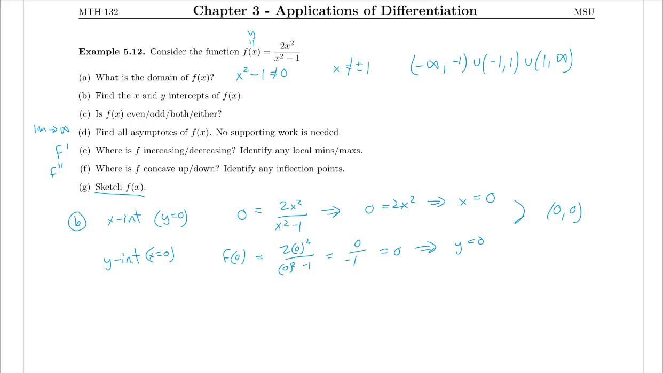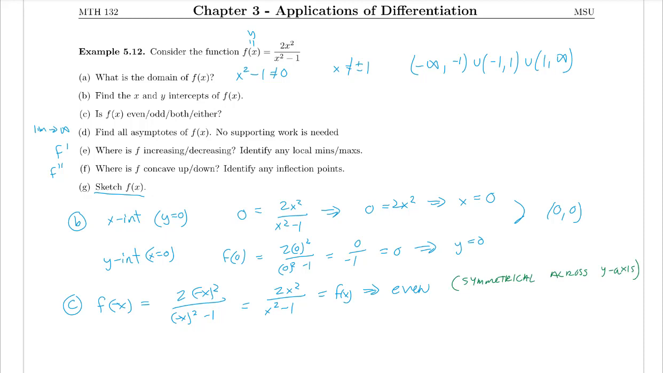Now let's go ahead and check if this function is odd or even. Remember, we're going to check that by evaluating the function at f of negative x. So we're going to calculate 2 times negative x squared over negative x squared minus 1. And we're going to see here that we get the exact same function back because those squares take care of that negative for us, and we get our original f of x back, which tells us that this function is even. And that tells us that the graph is symmetrical across the y-axis.